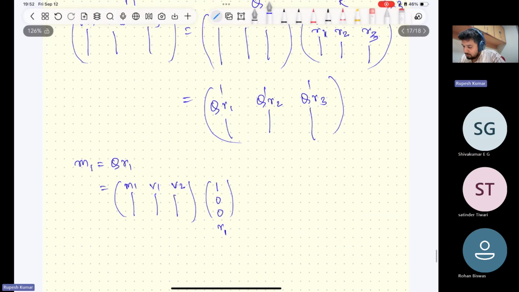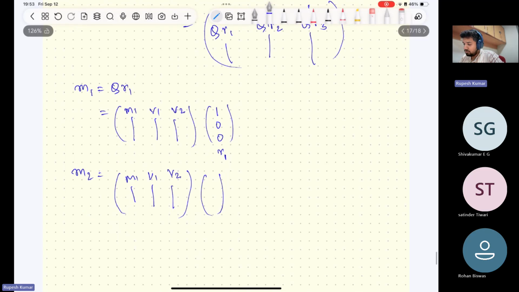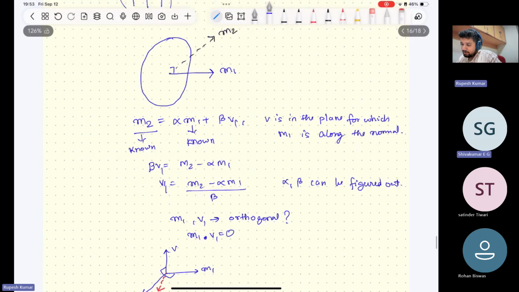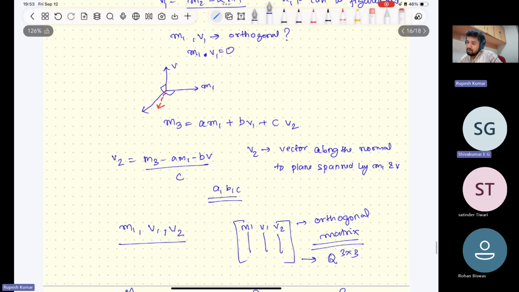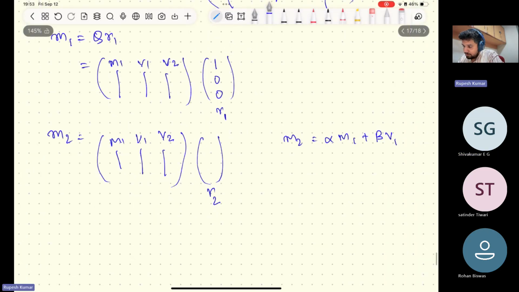Now again, I'm saying M2 is essentially equal to m1, v1, v2 into R2. This is a vector R2. We had seen the relation M2 equals alpha M1 plus beta v1. Using this information, can anyone tell me what this vector R2 will look like? 0, 1, 0? No, it will look like alpha, beta, and 0.